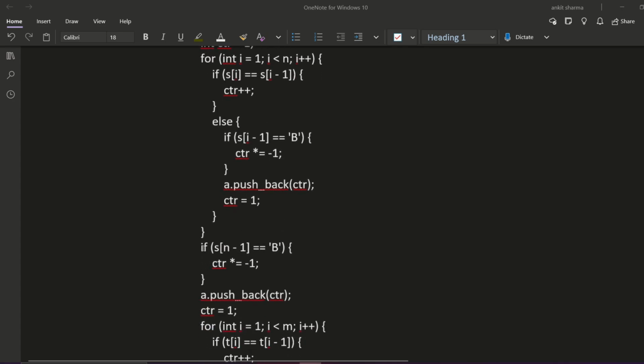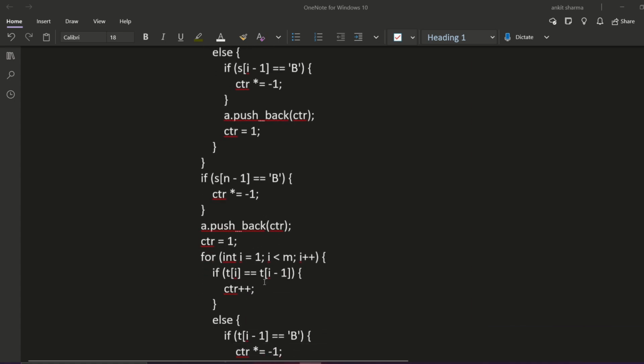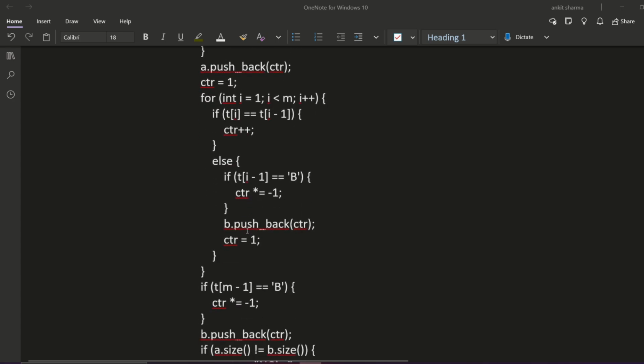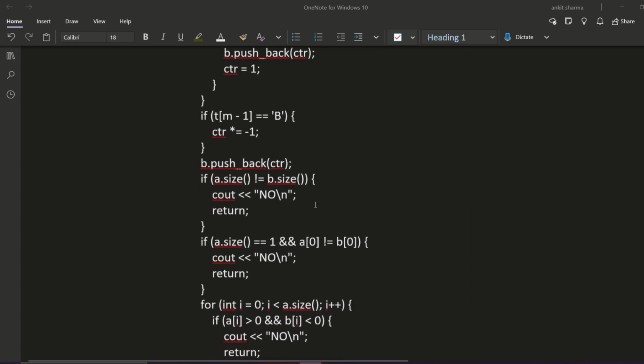That is why I'm taking the negation here. Similarly, after the loop, I will check whether the last element was B, and add the counter you have with a negative sign, otherwise add it with A. Similarly, I'll do the same thing with string T, and push all of that into B. Now we are done with our segments.